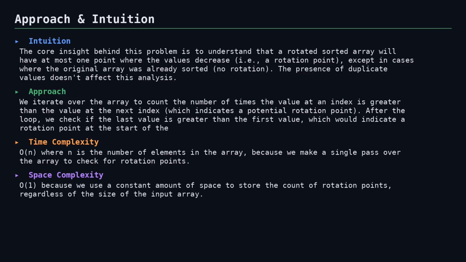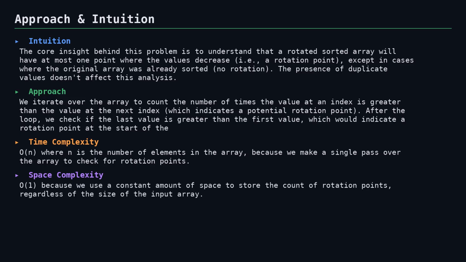So how do we use this intuition to solve the problem? Well, we need to iterate over the array and count the number of times the value at an index is greater than the value at the next index. This will tell us if we've found a rotation point. And then, after the loop, we need to check if the last value is greater than the first value, which would indicate a rotation. If we've found more than one rotation point, then the array isn't sorted and rotated.